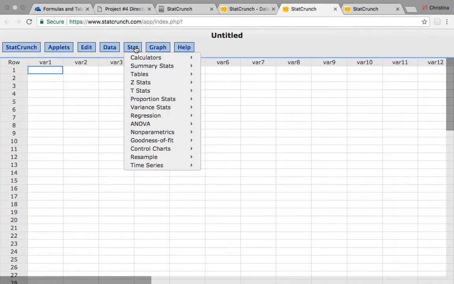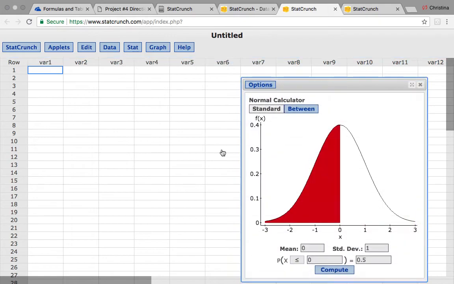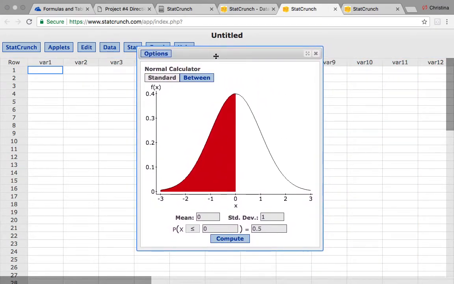So once you get into StatCrunch, click on Stat, and then we're going to use a calculator. So go down to Calculators, and then since we're talking about the normal distribution, click on Normal, and that will open our calculator to get the z-scores. So this is our page here that we'll use.